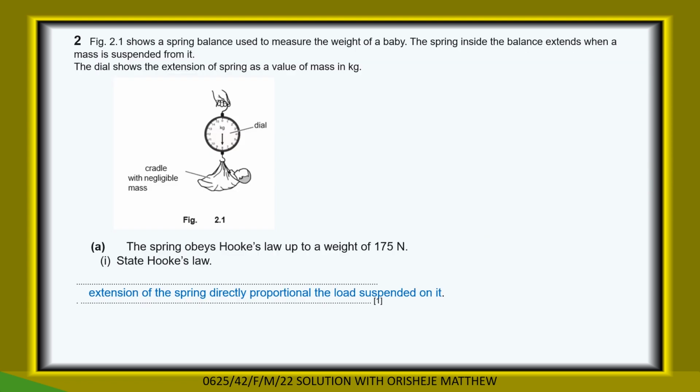Question 2. A spring balance is used to measure the weight of a baby. So we have this, the spring balance with the reading showing. Now the spring obeys Hooke's law up to the weight of 175 Newton. State Hooke's law. Hooke's law states that the extension of the spring is directly proportional to the load suspended on it.